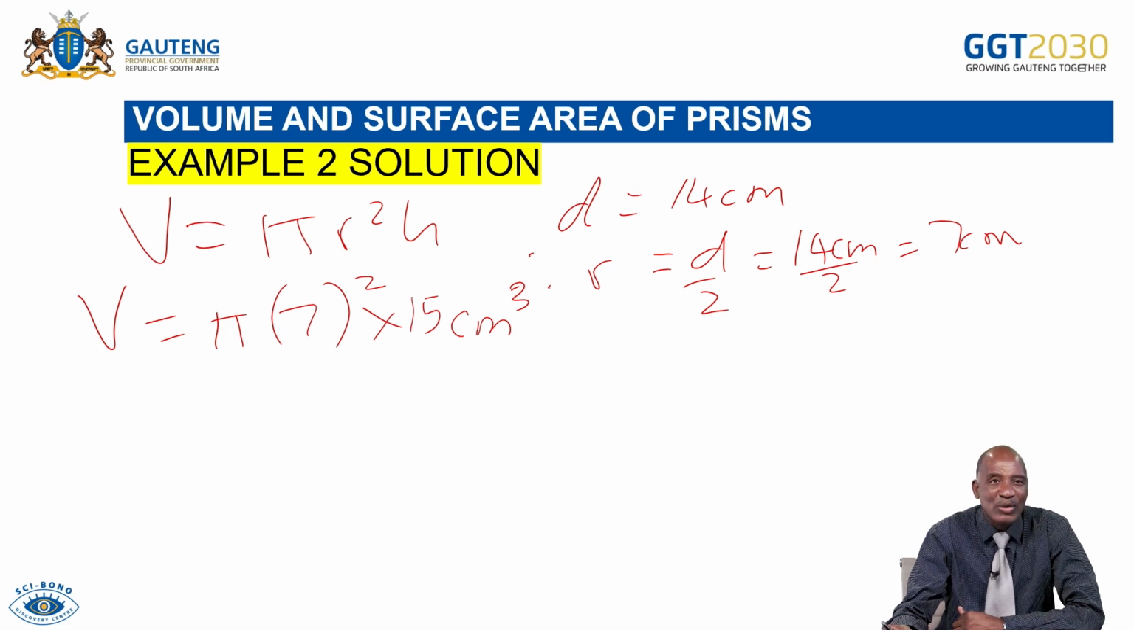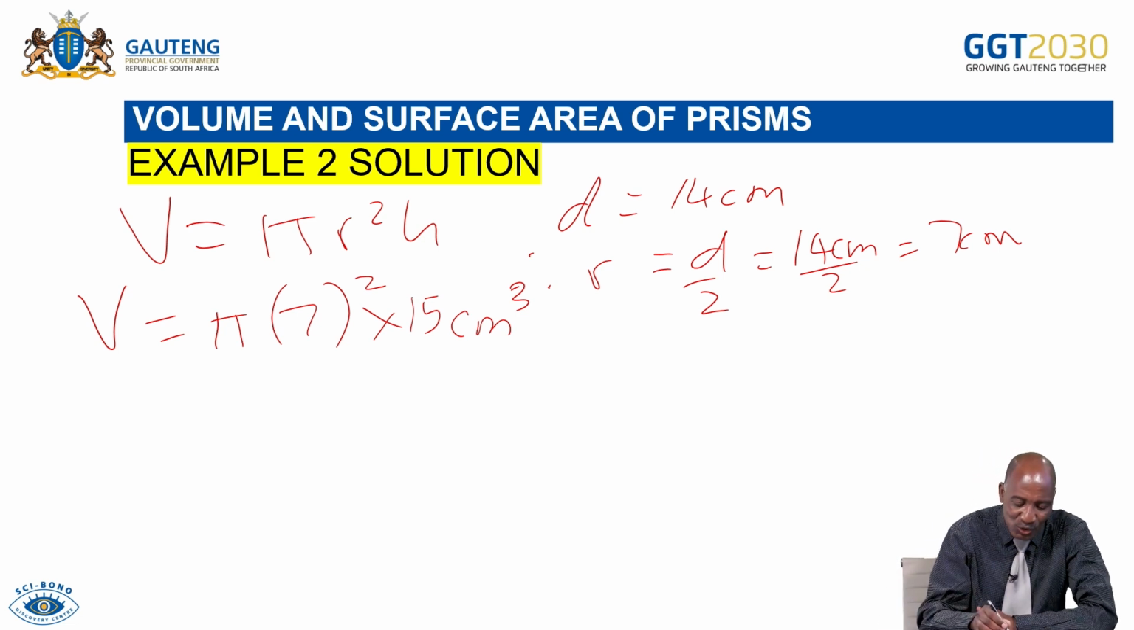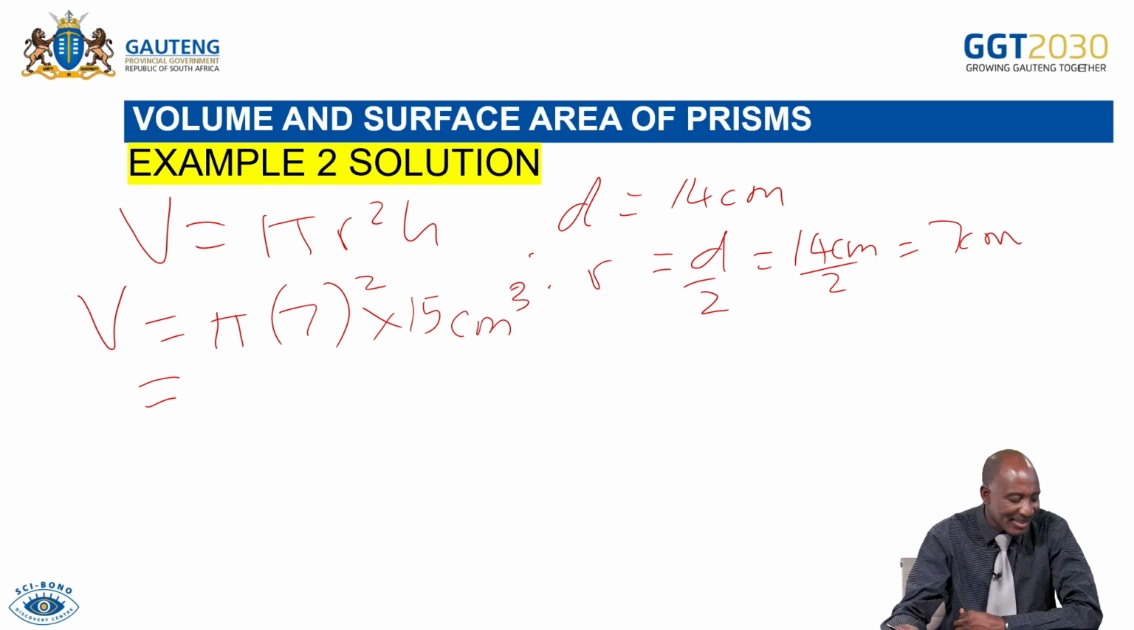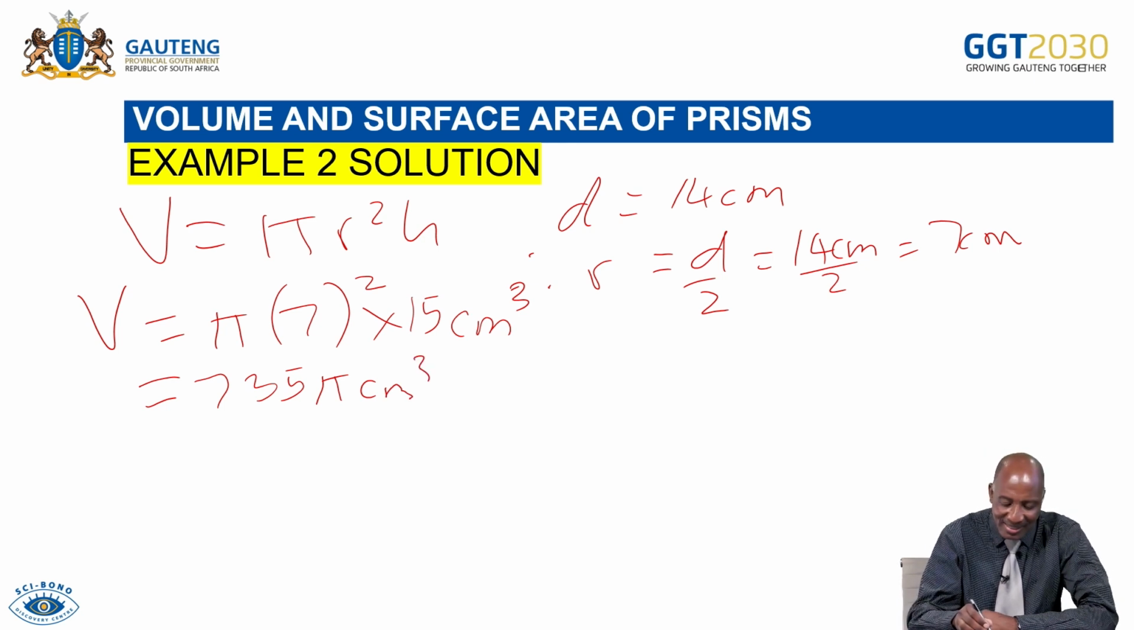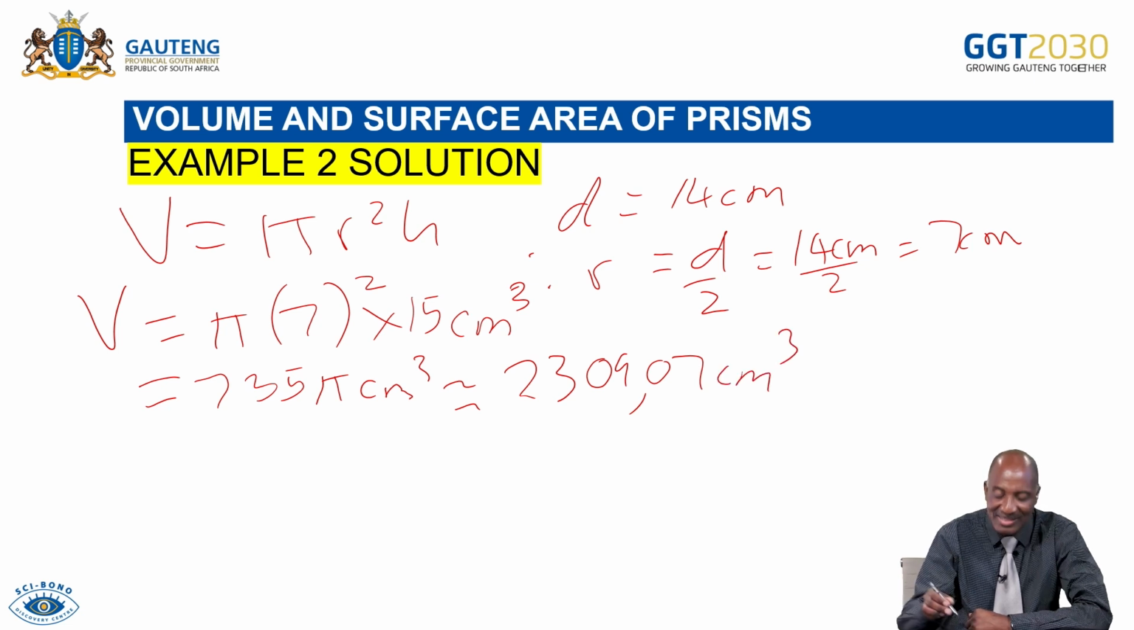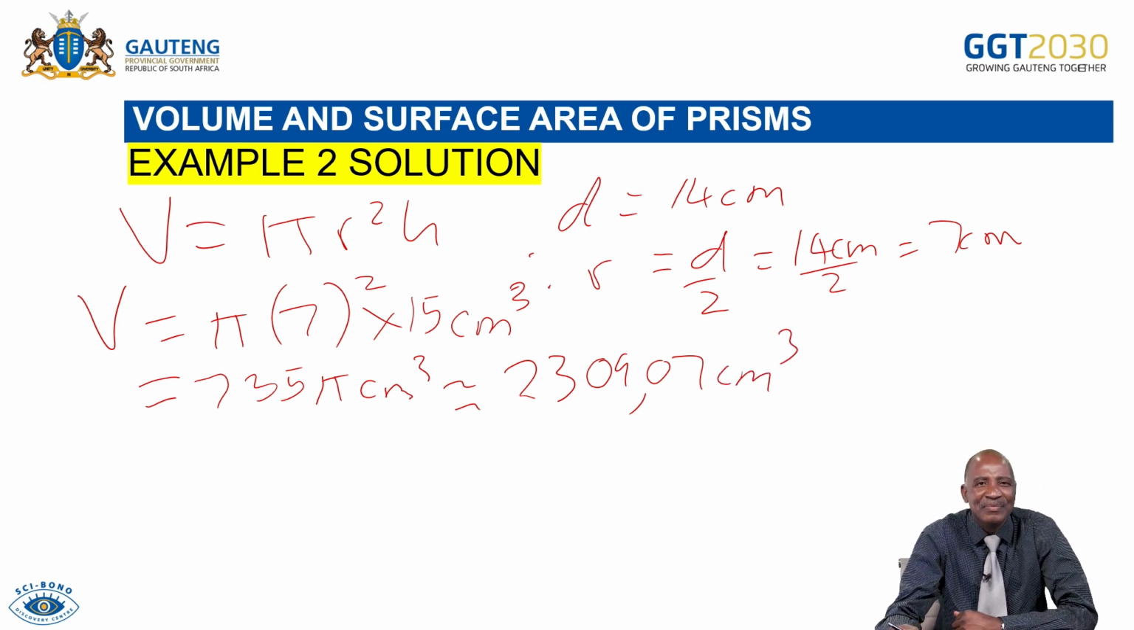Right, so I'm going to keep my answer in terms of pi, and if you want to convert to a decimal, we shall convert. So when I multiply here, the rest is calculator work. I'm getting 735 pi centimeter cubed. That's our volume, which, when we convert to a decimal, is approximately 2309.07 centimeter cubed. That's the answer that you should have obtained there.